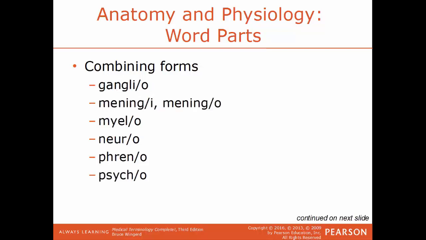Ganglio is a reference to a ganglion or a collection of nerve cell bodies. Meninge or meningo is a reference to the meninges, which are membranes that cover the brain and the spinal cord. Myelo is a reference to the spinal cord. Neuro is a reference to a nerve. Freno is a reference to the diaphragm or the mind. And psycho is a reference to the mind.